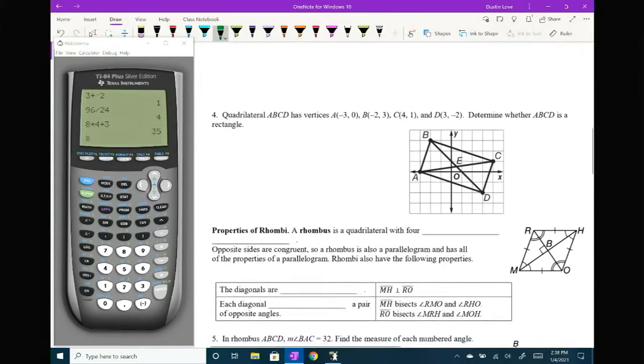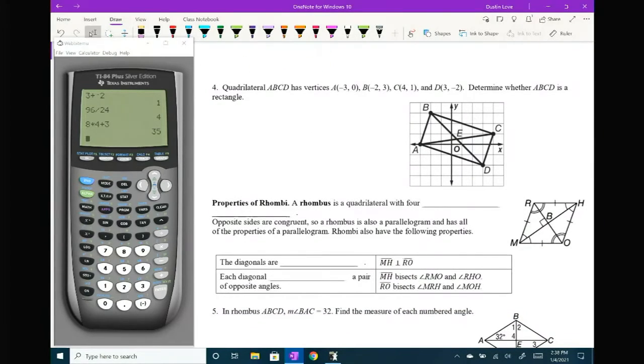Moving on, number 4. Determine whether or not it is a rectangle. Okay, we have to do 2 things here. Number 1, do we have a right angle, or right angles? And number 2, are my diagonals congruent? The easiest one, honestly, is to decide whether or not the sides are perpendicular to each other. And we're going to do that by looking at our slopes. So we're going to find all 4 slopes here.